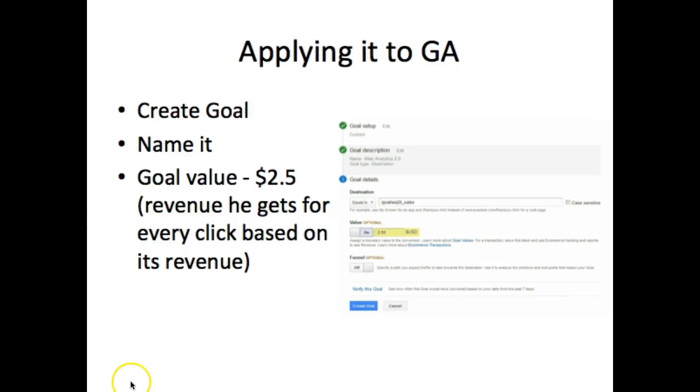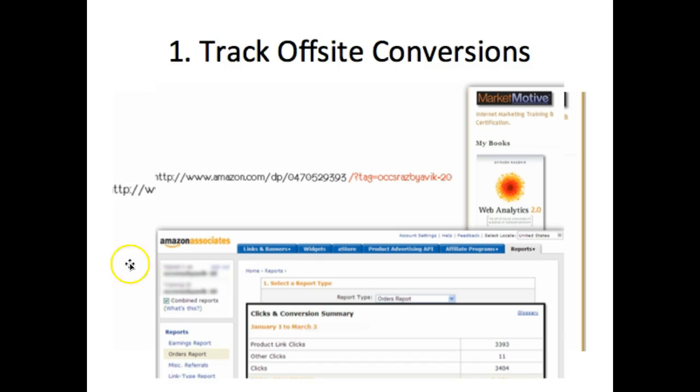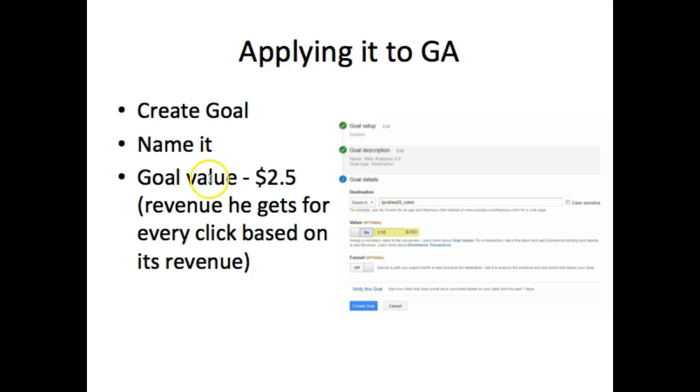So how do we apply this to Google Analytics? Well, I have a screenshot here. We've already gone through how to do this. You go into Google Analytics, you create the goal, you name it whatever you want to name it. We're going to assign a goal value because I know from this how much revenue I'm generating on average. He gets $2.50 for every click based on its revenue. So how many clicks versus how much revenue. He divides it by the number of clicks, and he comes up with, for every click, it's worth $2.50.